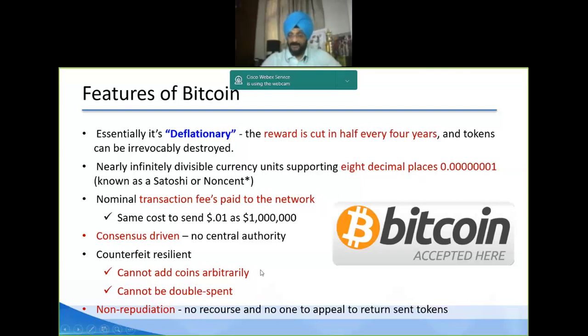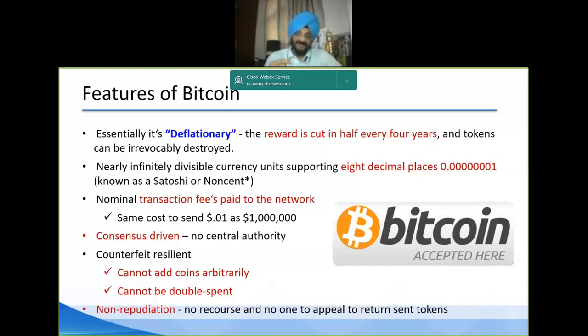They cannot add. You cannot add coins arbitrarily. They're consensus driven, like the birds in the same example. They're all consensus. If you have a consensus between different ledger holders or different nodes, then only will things happen. Otherwise it won't happen.